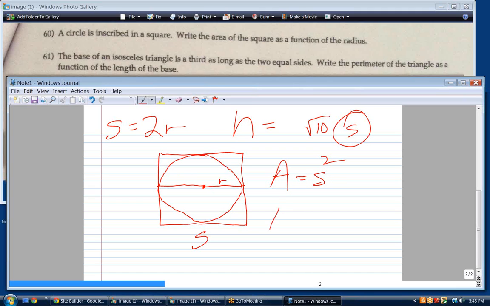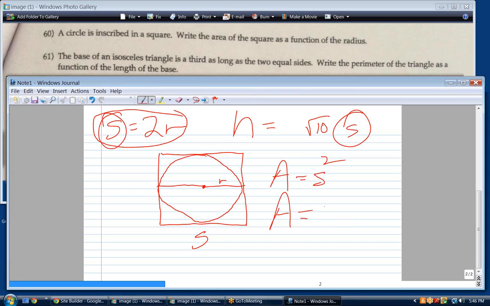So what do I get? Area equals what? For the square, not the circle. They want the area of the square. Well, we know the area of the square is s squared. They just don't want it as a function of s. They want it as a function of r. So let's take what we got for s and substitute.